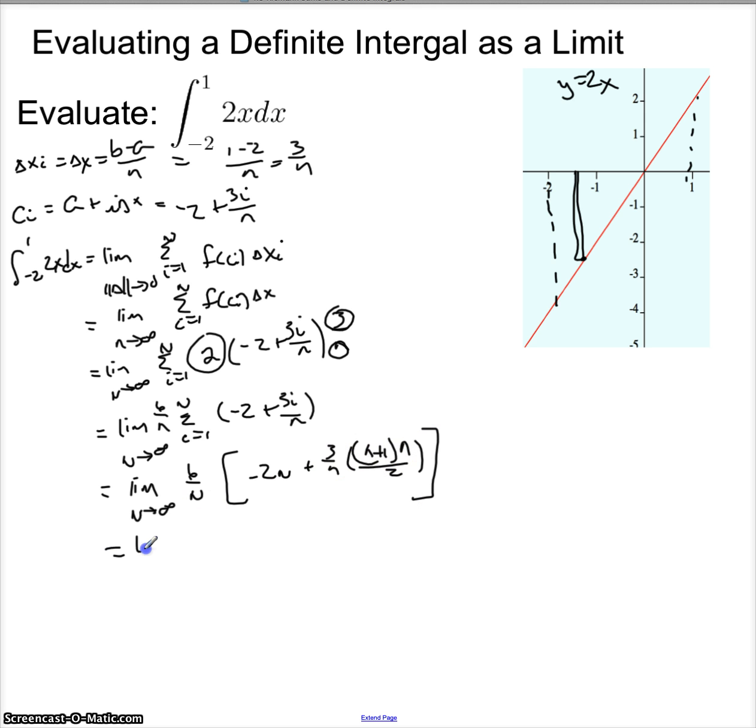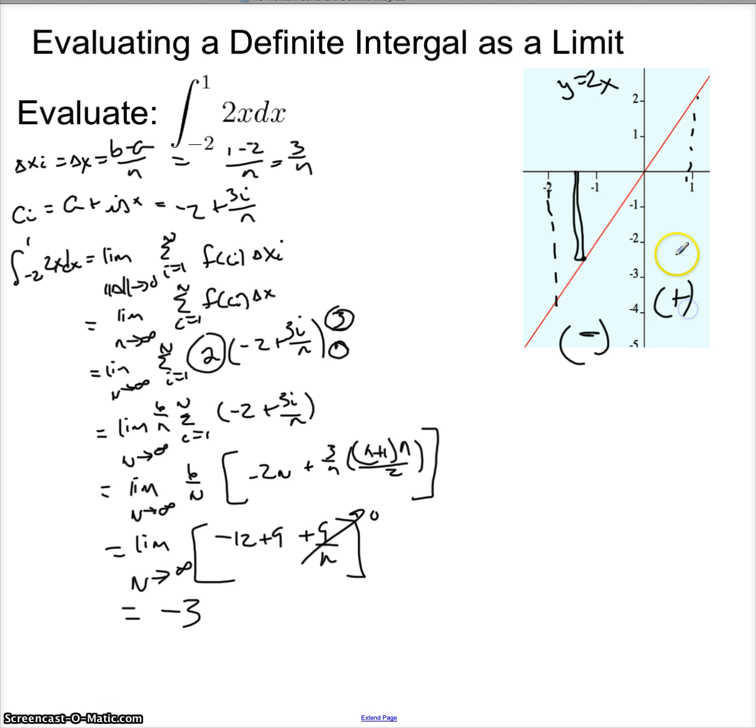So this becomes the limit as n goes to infinity, and I'm going to multiply this mess out, and that's going to give me -12 plus 9 plus 9 over n. All right, now it goes to 0. So your answer is -3. Now, are you okay with this being negative? I am. Because this area right here is going to be negative, while this area right here is going to be positive. And it's very clear that this area is greater than that area.